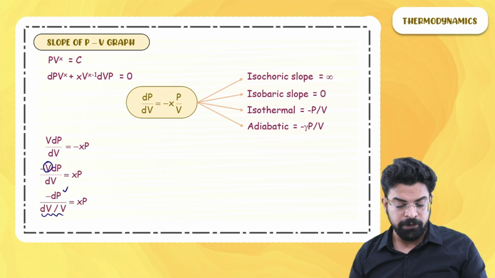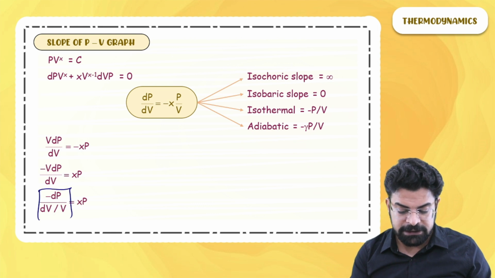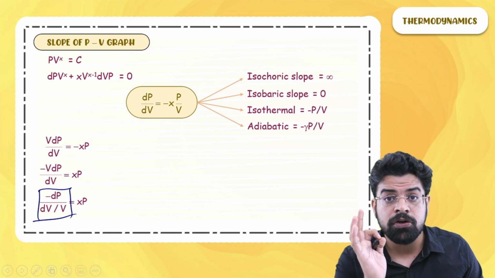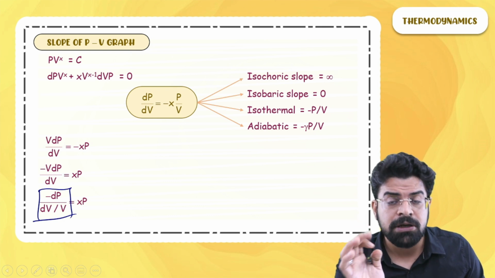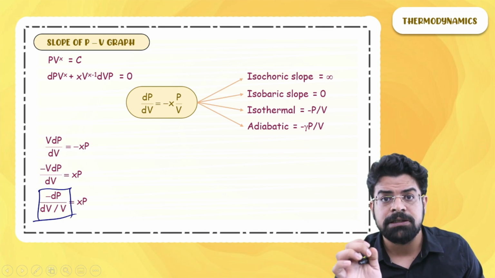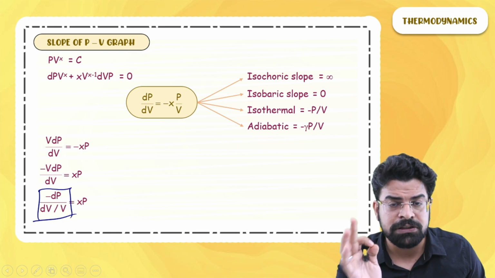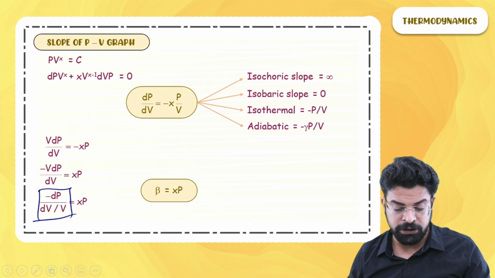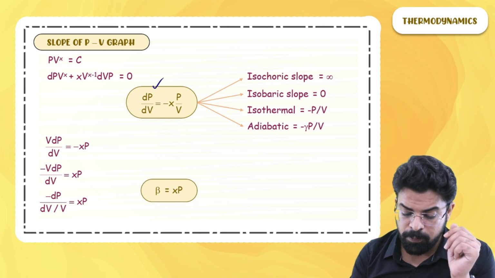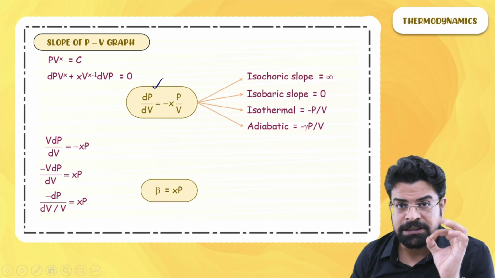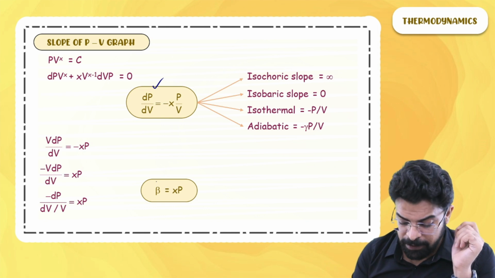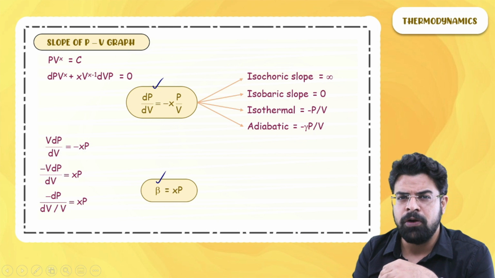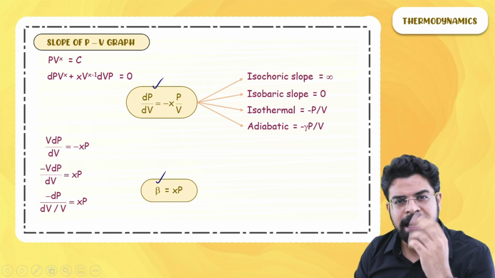equals to xp. The term written here on the left hand side, minus dP upon dV by V, is the bulk modulus. So the bulk modulus of a gas following polytropic process PV raised to power of x equals to constant is given by xp. You need to remember these two results. First, the slope of the graph of polytropic process is minus xp by V, and the bulk modulus is xp. You can remember this from Windows XP. So the bulk modulus is xp.